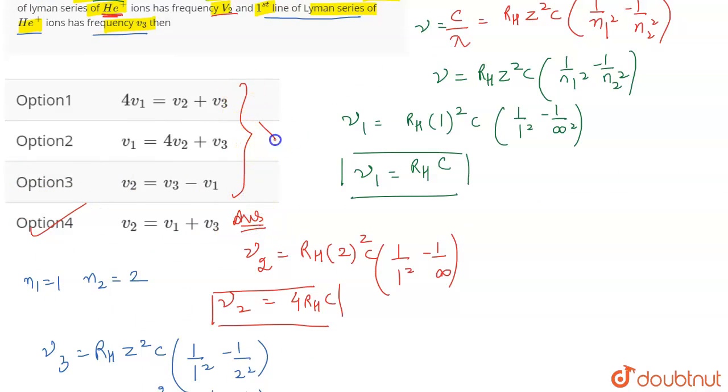For all the other cases, the LHS will not be equal to RHS. You can put the values and understand that. Only in the case of option 4, LHS will be equal to RHS and this condition will be satisfied. So the correct answer is option 4. That's all for the question.